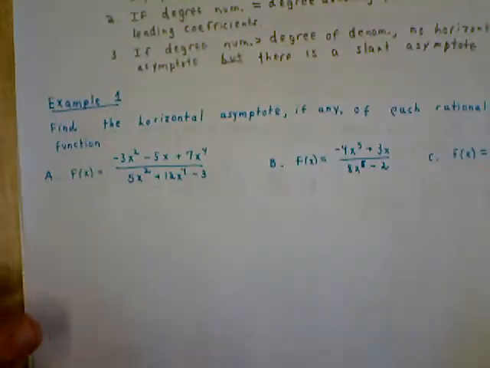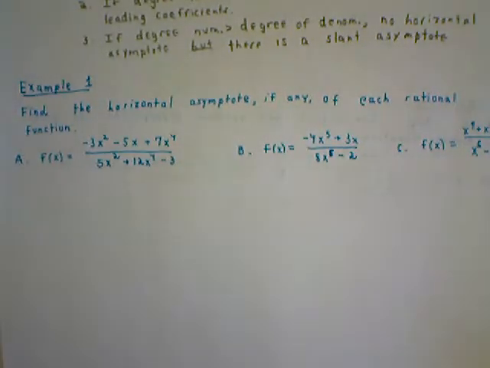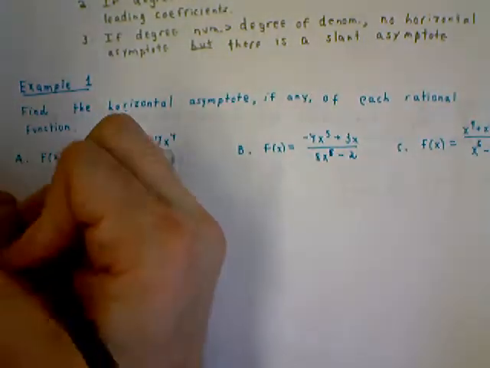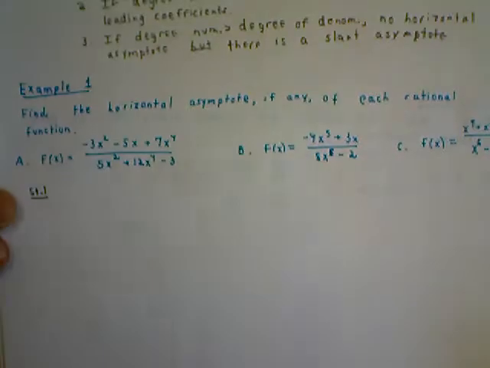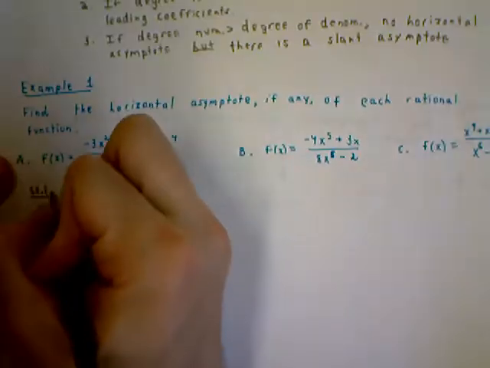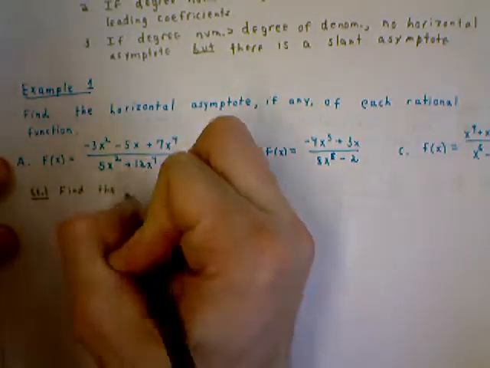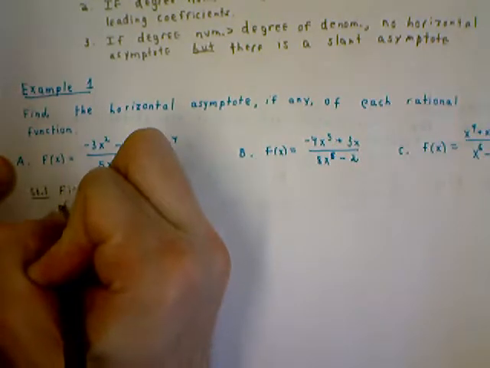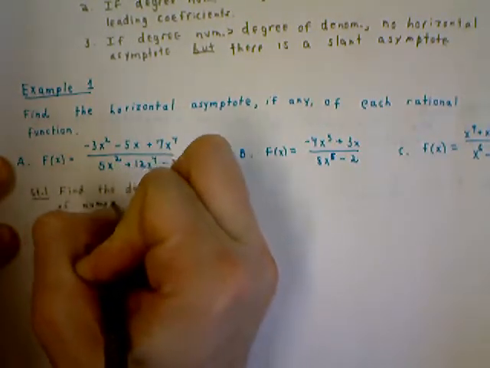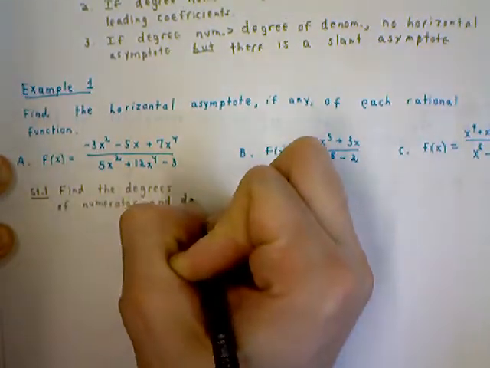So first example, find the horizontal asymptote, if any, of each rational function. So for our first step, we have to look at the degree of the numerator and the degree of the denominator. Find the degrees of the numerator and denominator.